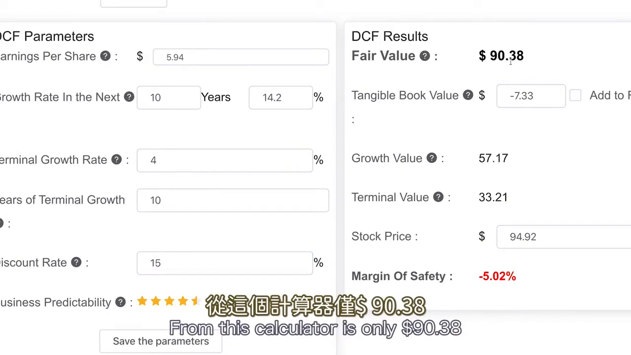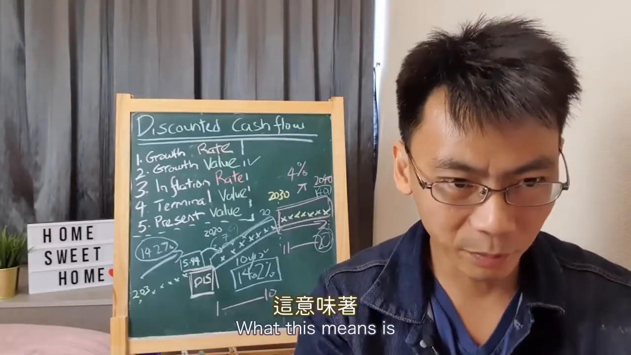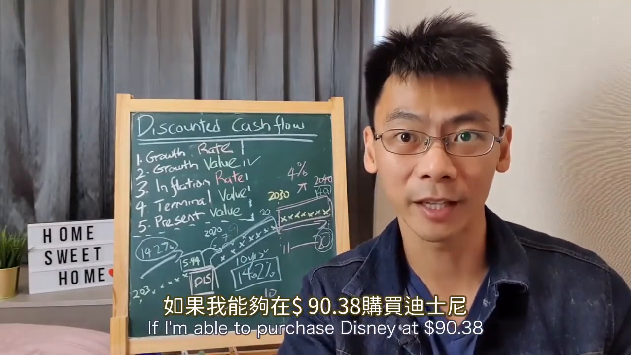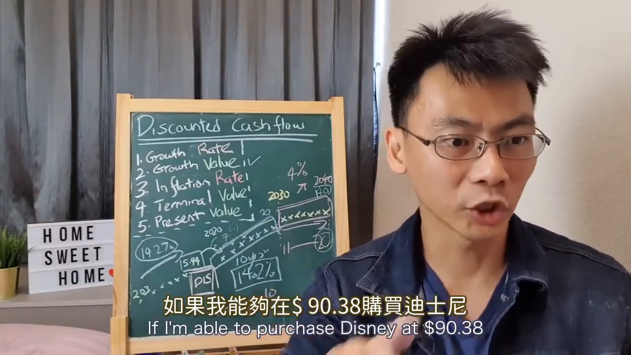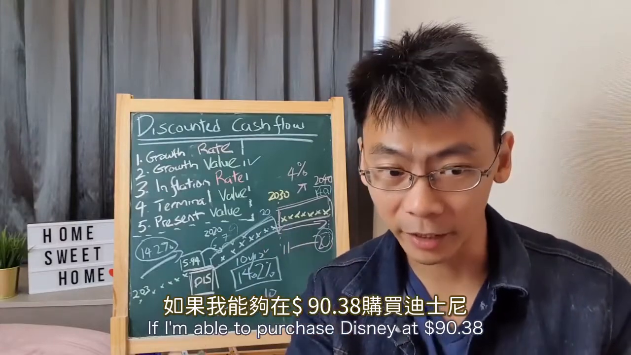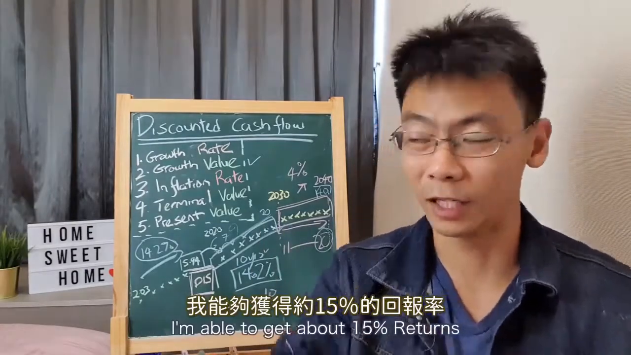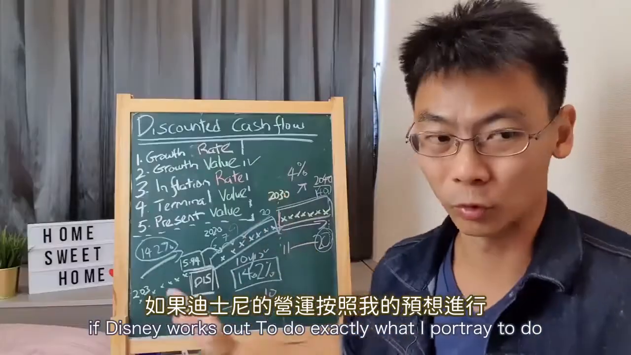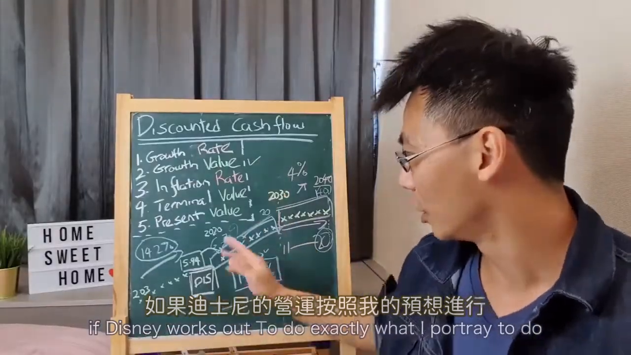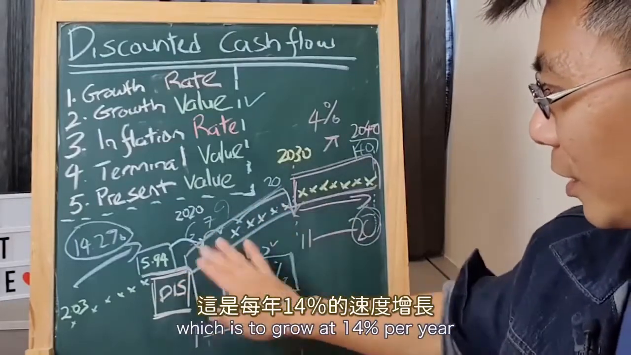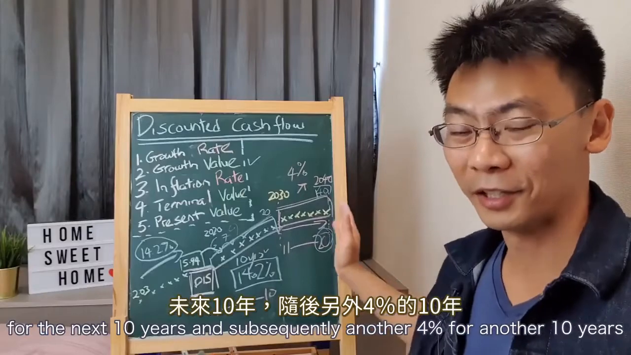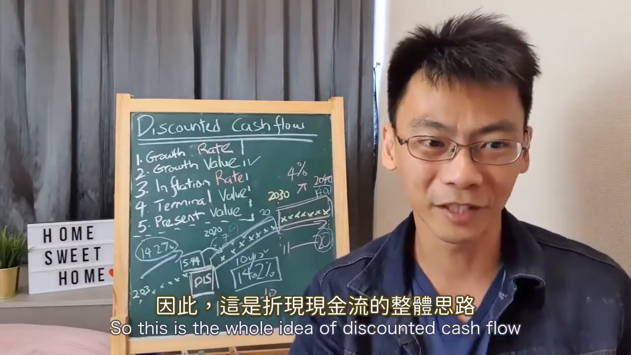What this means is, if I'm able to purchase Disney at $90.38, I'm able to get about 15% returns if Disney works out to do exactly what I portray it to do, which is to grow at 14% per year for the next 10 years and subsequently another 4% for another 10 years. So this is the whole idea of discounted cash flow.